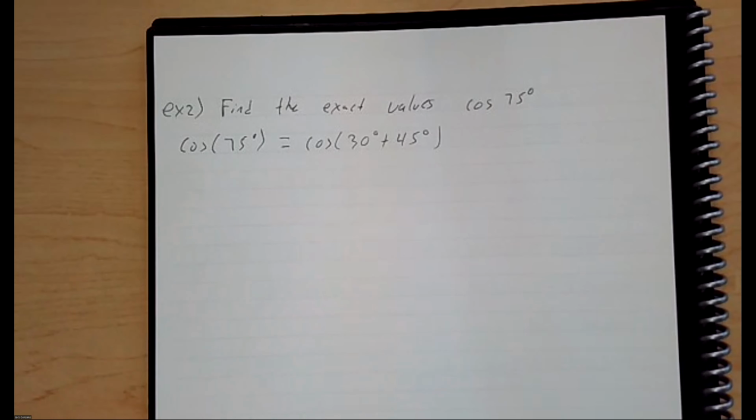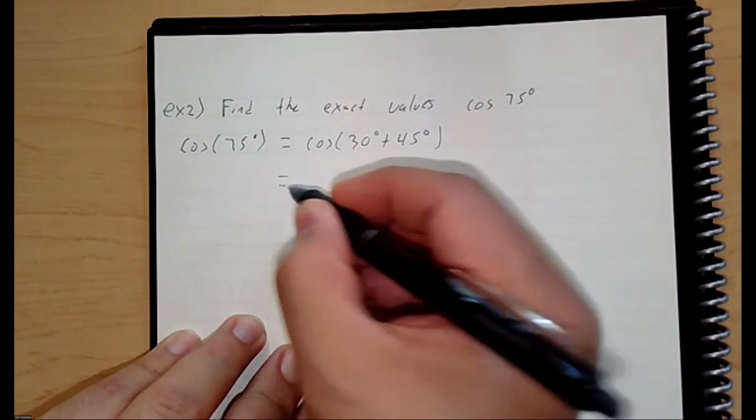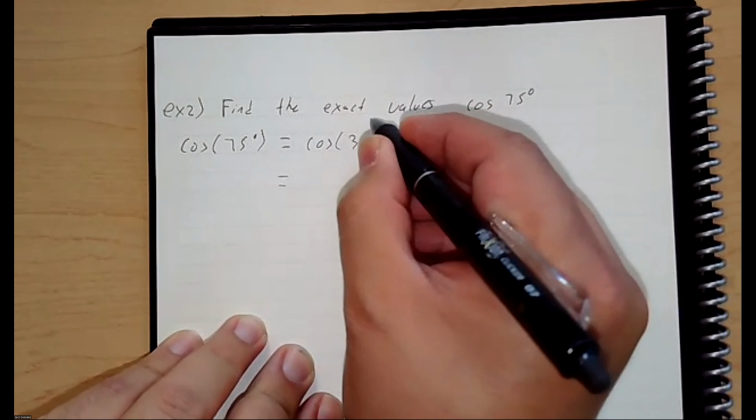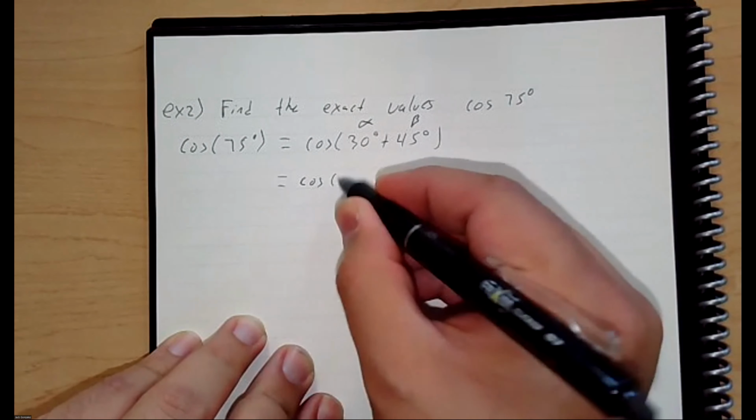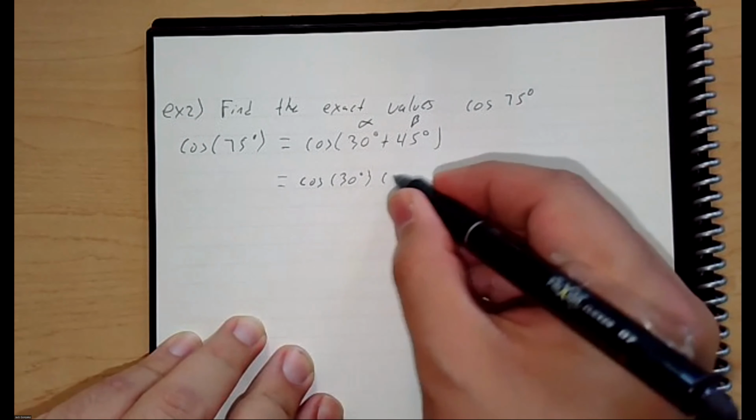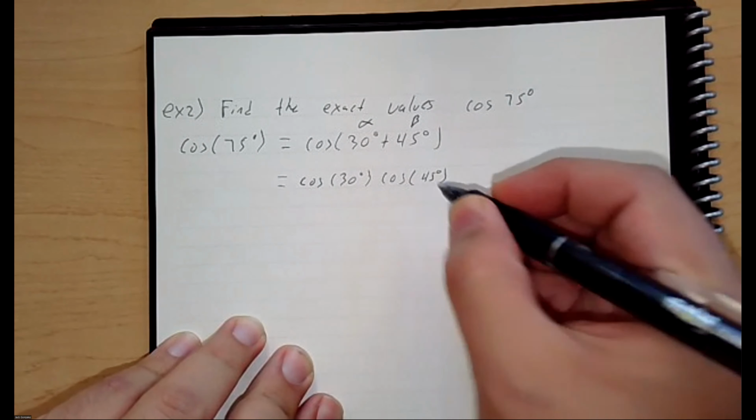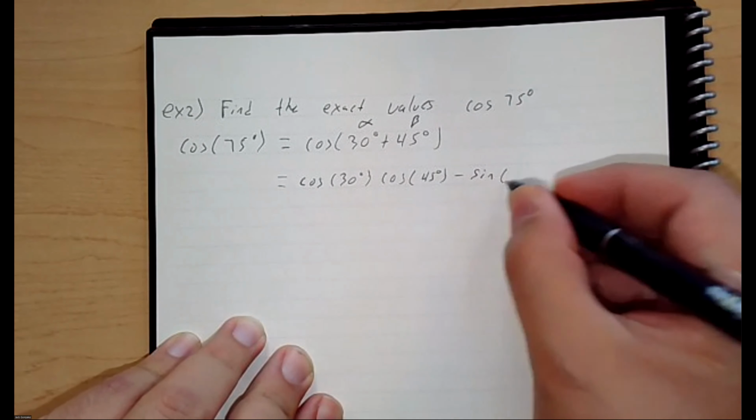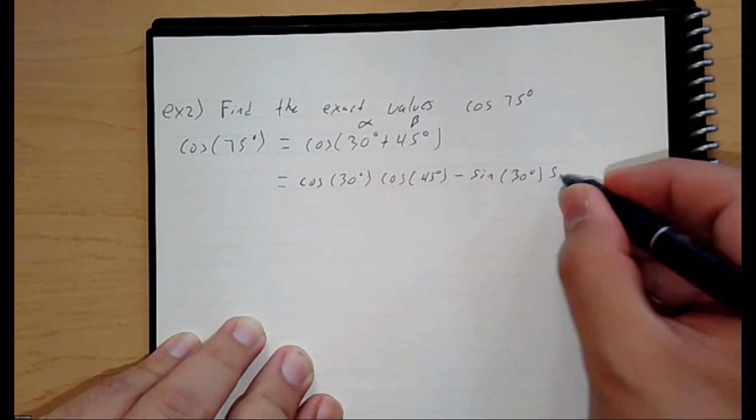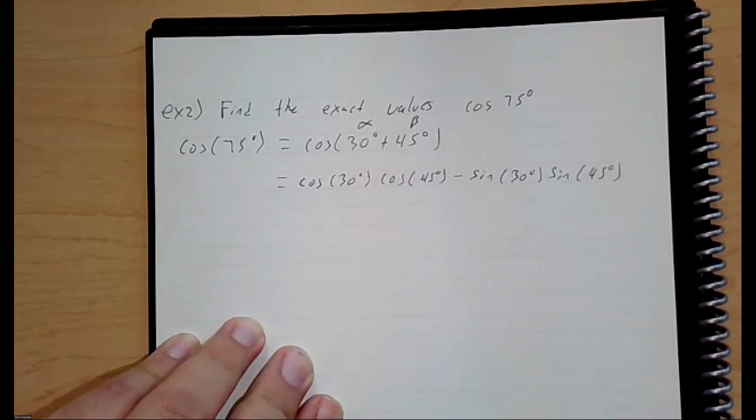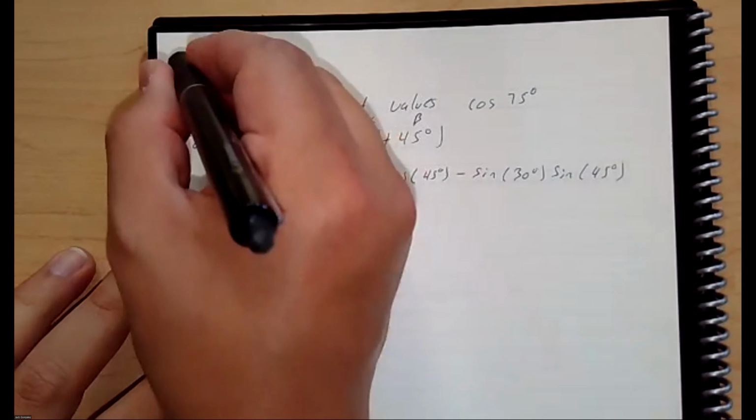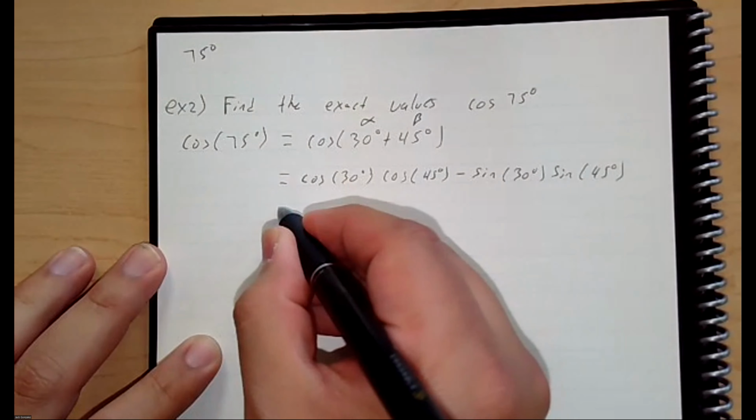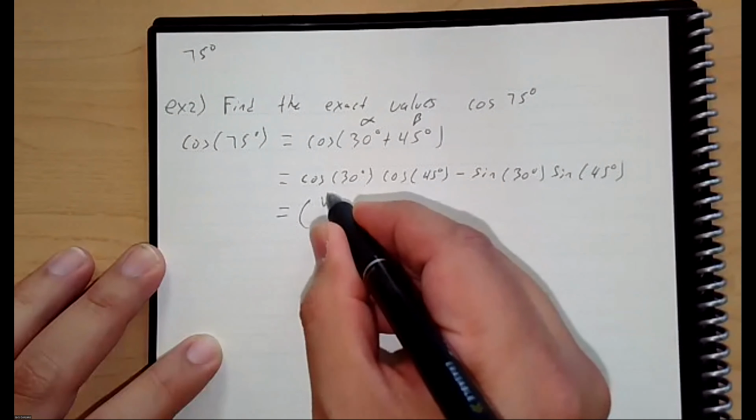All right, so if it's a sum, the formula says this is my alpha, beta. This is cosine 30, cosine 45, minus sine 30, sine 45. And these are all on the circle. So what is cosine 30? Square root 3 over 2?